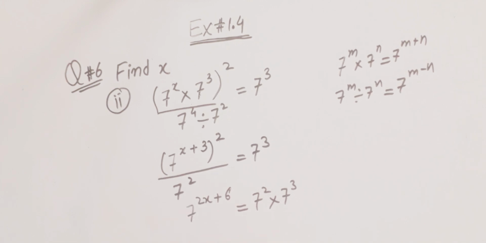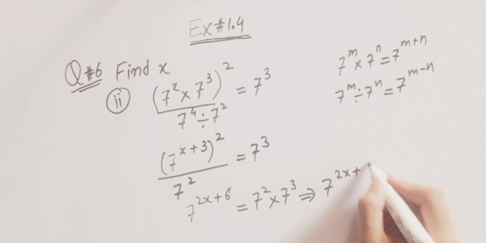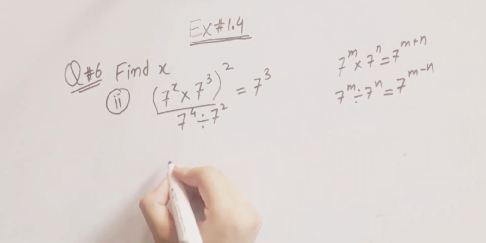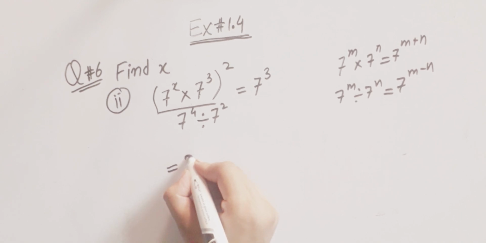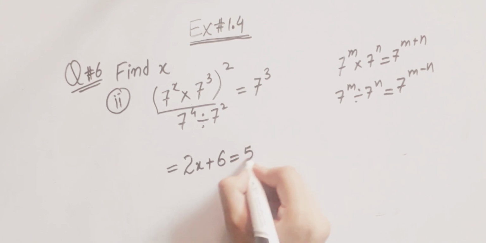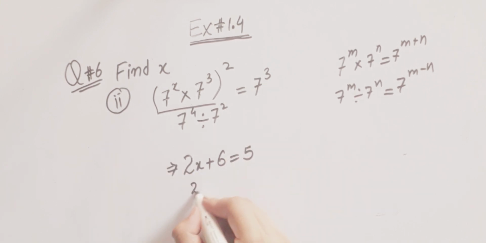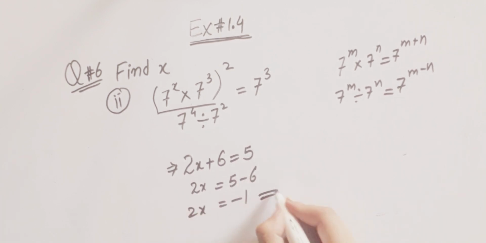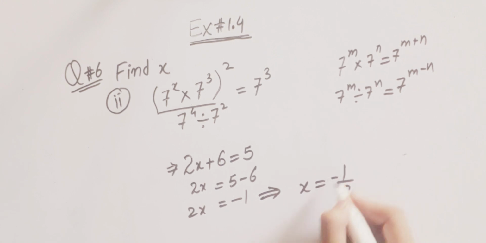Here 7 power 2x plus 6 is equal to 7 power 2 plus 3, which is 5. Now we have the equation 2x plus 6 is equal to 5. We will solve this as 2x is equal to 5 minus 6 which is equal to minus 1. Now we have to find the value of x, which is equal to minus 1 by 2.